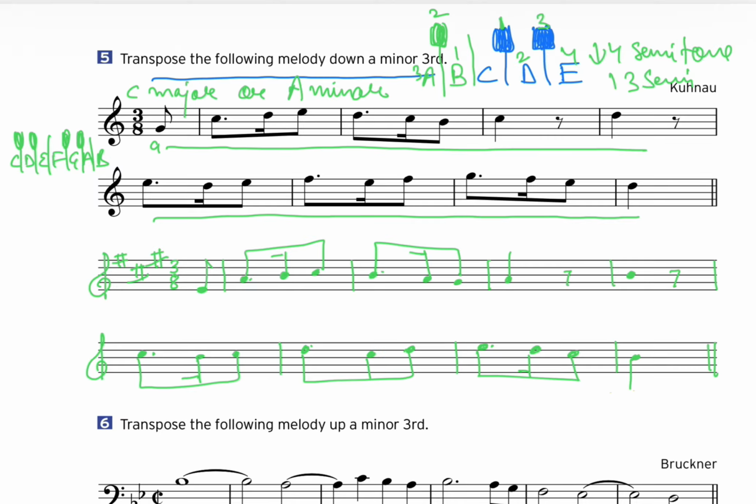This one is up. This one can go down. So here we finish this question. I hope you understood that we have transposed a minor third, that means a 3 semitone distance. Okay, let's move on to the next one.